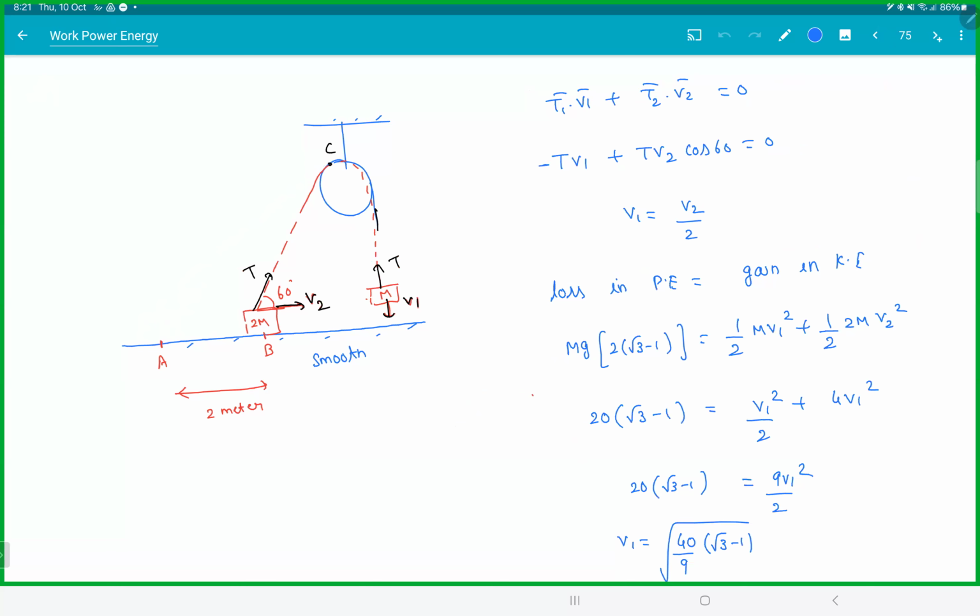I know you guys are missing out on friction. Let's bring it in, because the moment you bring friction into the picture, generally energy is not conserved.